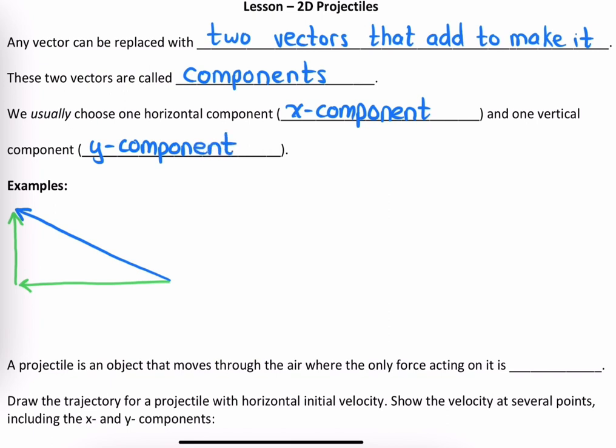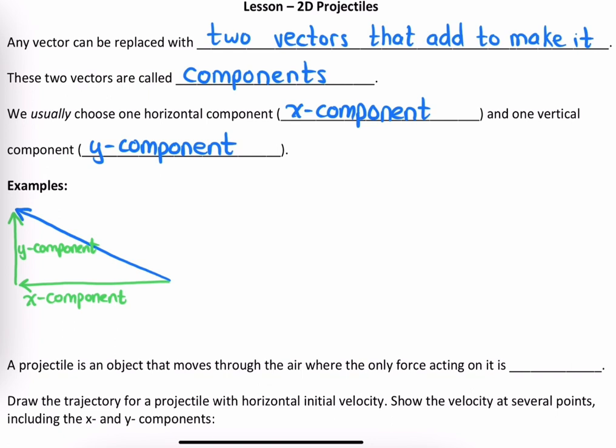So I'll even label them on my diagram. Here's my X component, and here's my Y component. Okay. Let's do one more example.